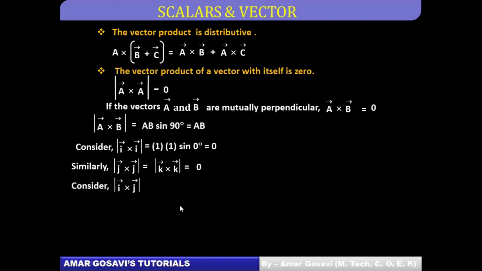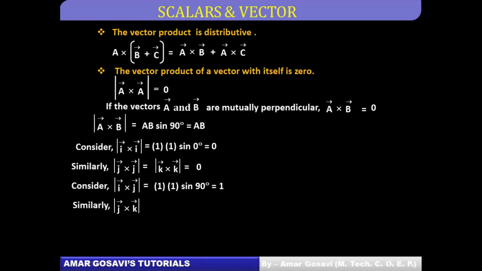If I'm talking about i cap cross j cap, then I'm talking about the second case because they are mutually perpendicular, the x and y axis. The angle between them is 90. So the magnitude of i cap is 1, the magnitude of j cap is 1, and the angle between them is 90, that is, sine 90 is also 1. So 1 into 1 into 1 is 1.